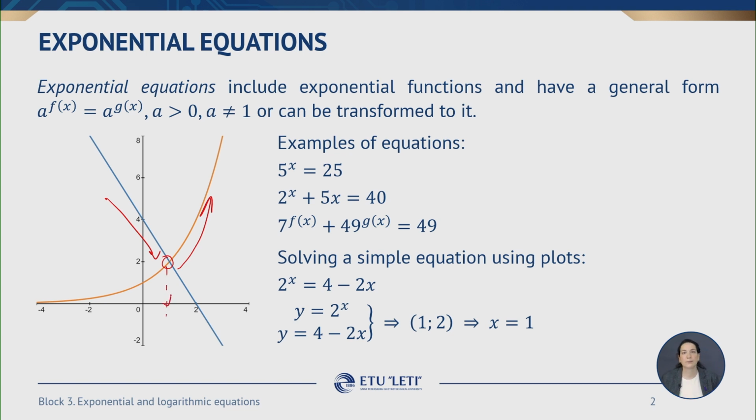From the plot, one can see that the intersection point has coordinates 1 and 2, and x equal to 1 is the solution to the equation in question. This solution has to be unique, since the linear function is decreasing and the exponential one is increasing monotonically. Therefore, their plots cannot intersect anywhere else.